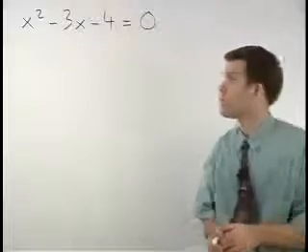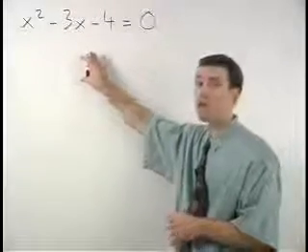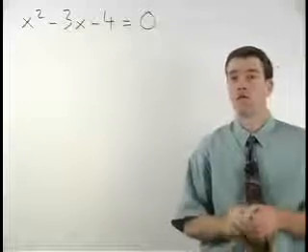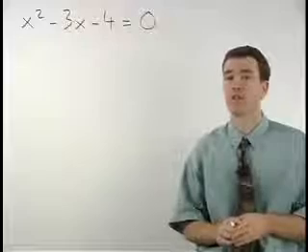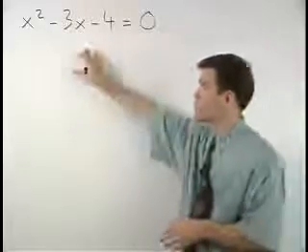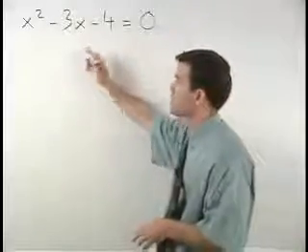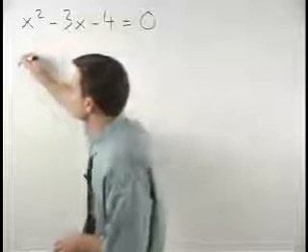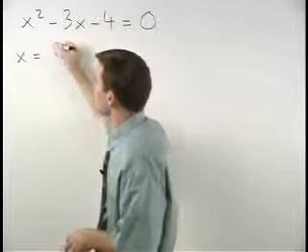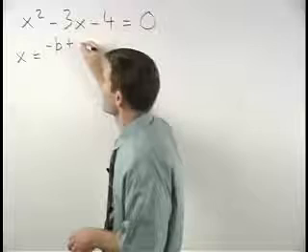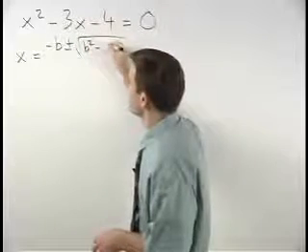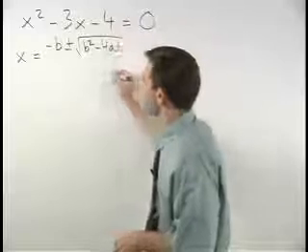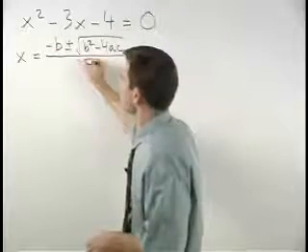To solve this equation using the quadratic formula. Remember from the previous example, the quadratic formula states that the variable we're solving for, in this case x, is equal to negative b plus or minus the square root of b squared minus 4ac all over 2a.